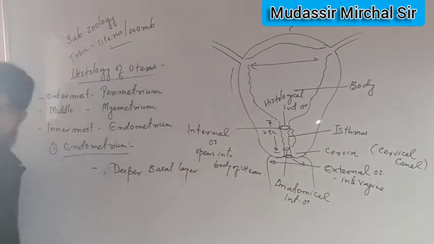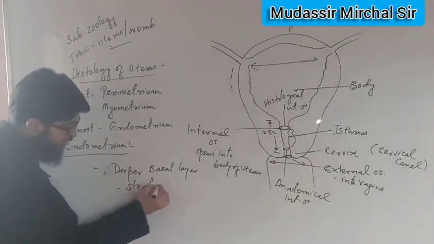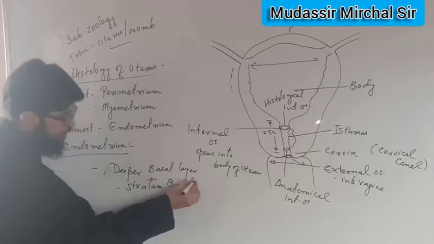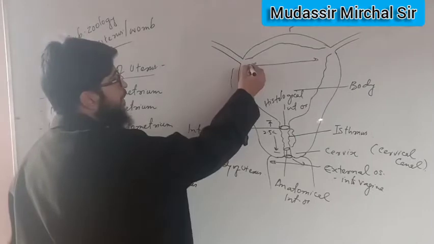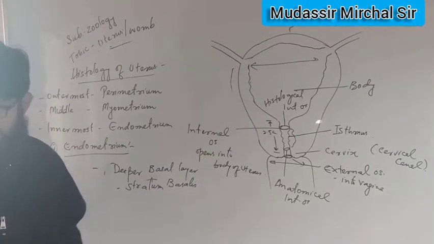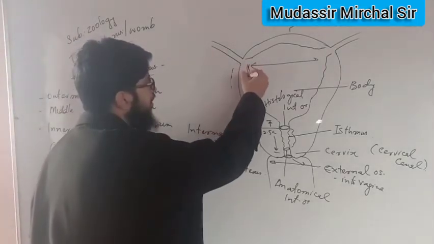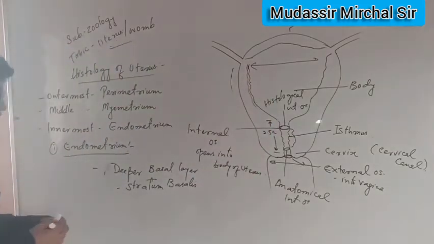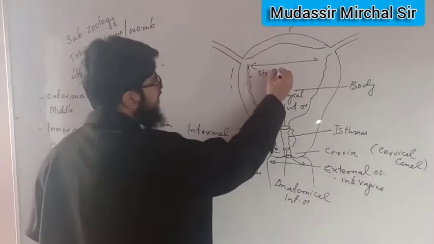And that deeper basal layer is termed the stratum basalis. So if I take this as the endometrium, then there is a deeper layer, as I have told you. So there is a deeper layer that I am drawing with red, and this deeper layer is what we call the stratum basalis.